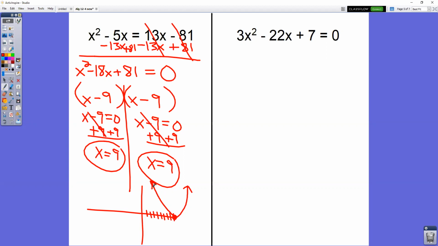Again, this next one is even more different. Again, can I factor out a greatest common factor? Does 3 go into negative 22 and does 3 go into 7 evenly? No. Therefore, when I go to do reverse FOIL, I have to have a 3x and an x. So what times what is 7 that adds up to negative 22, but whatever number you put here has to be multiplied by 3 first. Well, that would have to be a minus 7 and a minus 1.